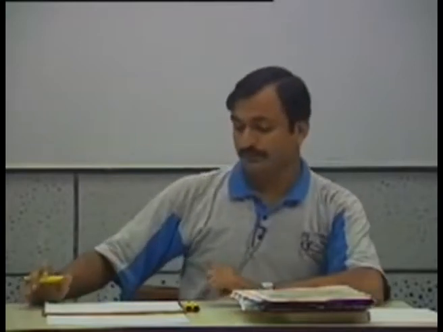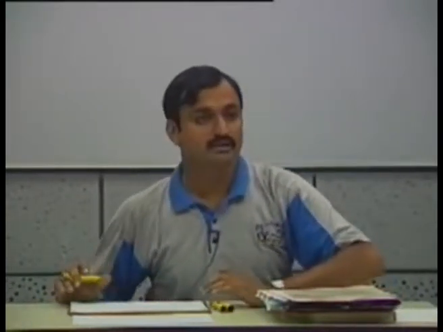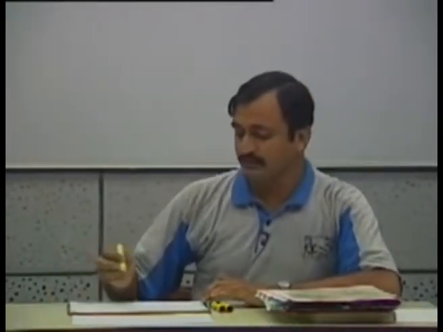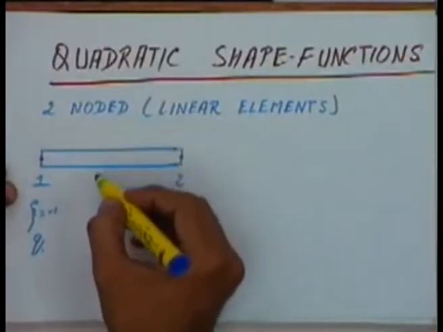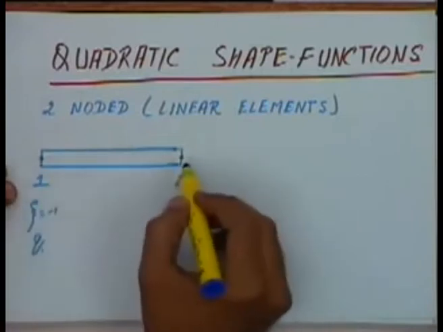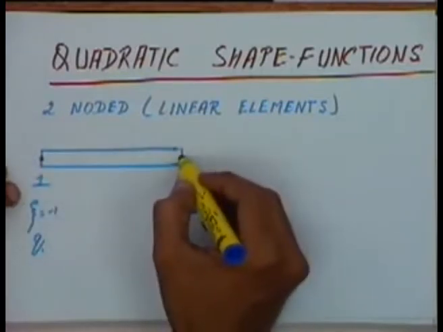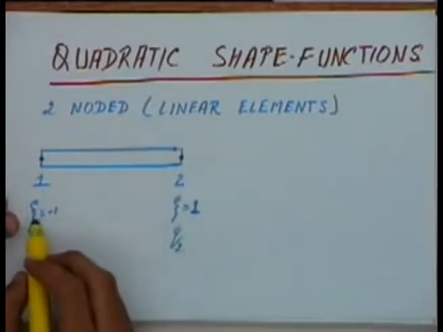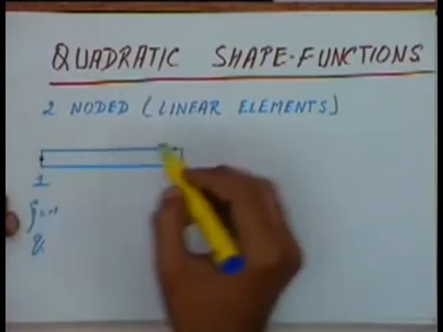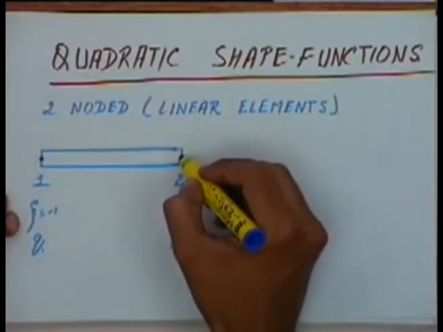Earlier we were talking of two noded, that is linear elements, and for two noded elements our element, since we are talking of one dimensional element, had a uniform area of cross section, and the two nodes were the two extremes, nodes 1 and 2. Then we defined a local coordinate system given by zeta. We said zeta will be minus 1 here and zeta will be plus 1 over here.